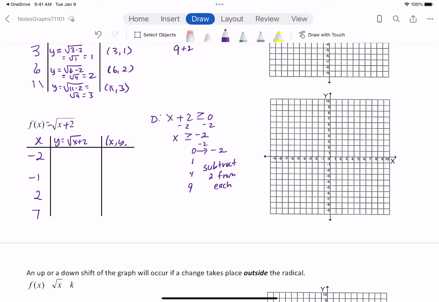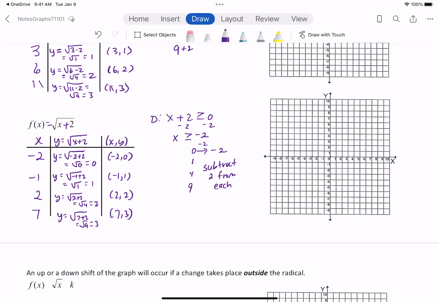Alright, then we're just going to plug them in. So if I replace x with -2, I get square root of 0, which is 0. If I replace x with -1, I get square root of 1, which is 1. If I replace x with 2, we get square root of 4, which is 2. And lastly, if I replace x with 7, we get square root of 9, which is 3.